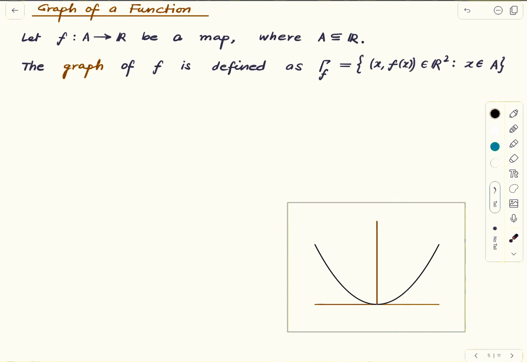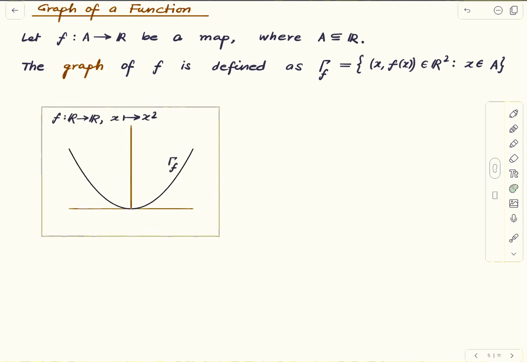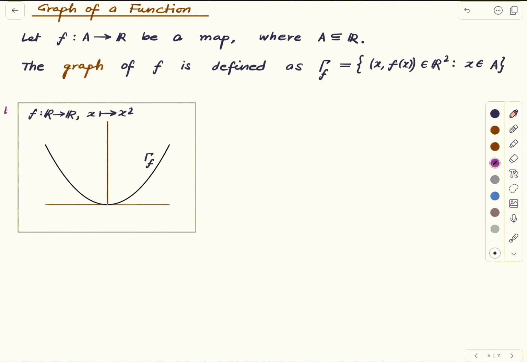As an example, if you take this function, which takes x to x square, then this white thing is the graph of f. So that's a very simple example. So let's move on.